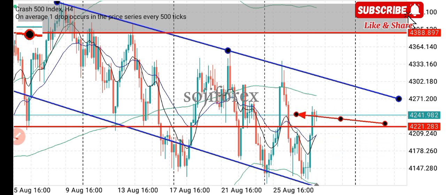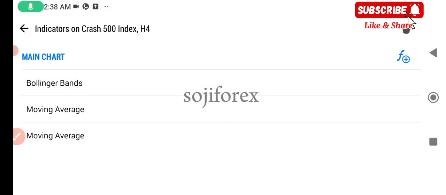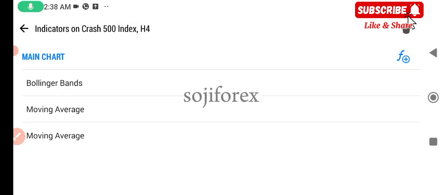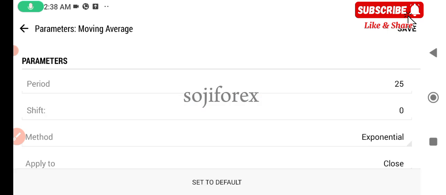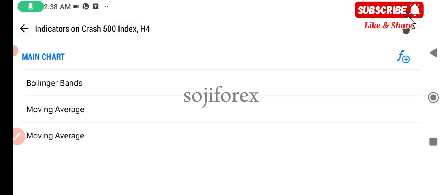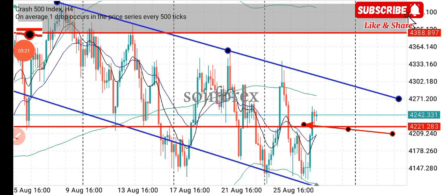Okay, so how do you now go about trading this continuation trade? Since we said focus on a continuation trade, that is why we have our indicator set up in order to guide you. You have the Bollinger Band, the period is 130, deviation is 2.0, applied to close. Then you have our moving average, period is 25, method is exponential, applied to close. And then you have moving average 10, period is 10, method exponential, applied to close. So these are the indicators that we use.